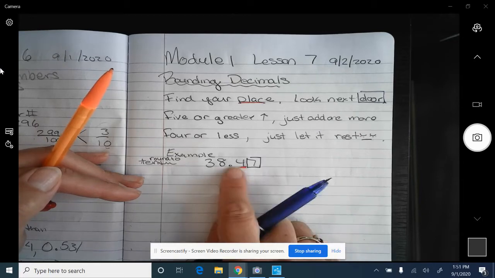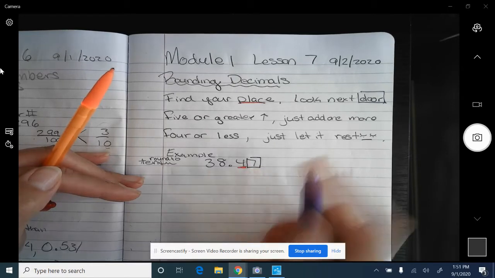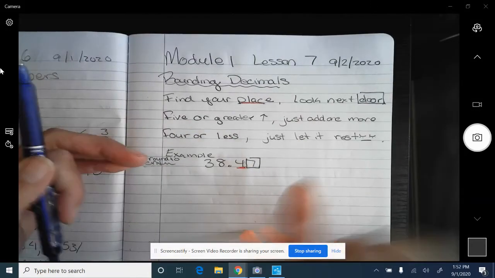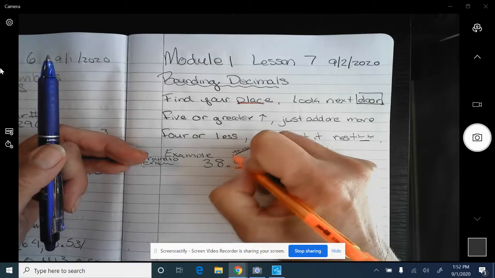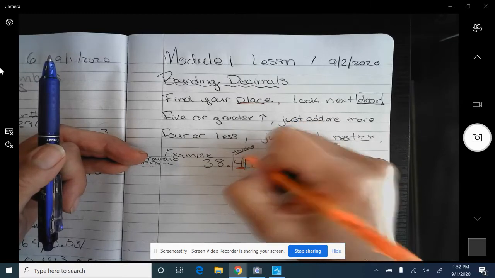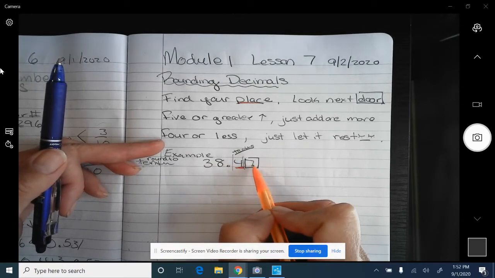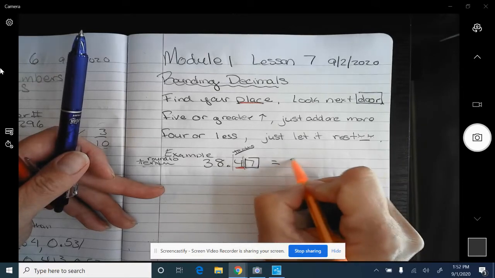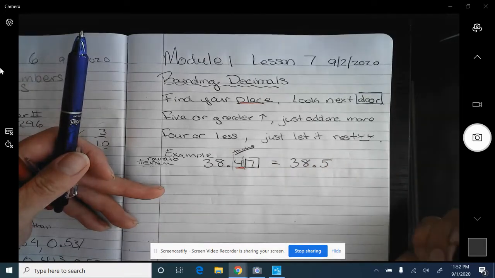Okay, and then I'm going to say if it's 5 or greater, just add one more. So I'm going to add one more to the place value that I'm looking at. If I have to round to the tenths, that means that I'm stopping here. This is the tenths place, right? This one. Because this is the hundredths. I'm not stopping there. I find my place, tenths, underline it. I'm going to look over at the 7 and I'm going to say, if you're 5 or greater, I'm going to add one more, which makes my answer 38.5.